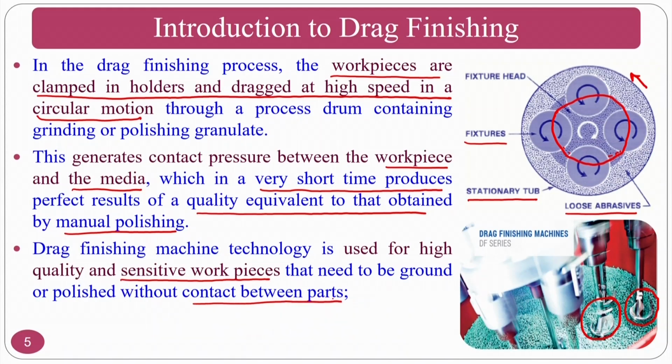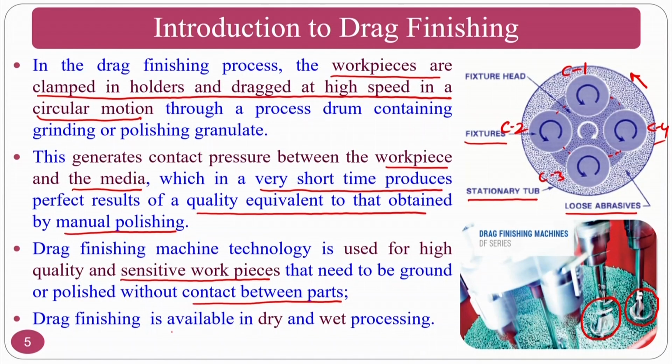The advantage here is that your parts are fixed. If you see here, component 1, component 2, component 3, component 4, these are all fixed. So, there will not be any contact between the components, any hitting or damaging. In the tumbling process, all are placed together, so there is a heavy chance that the components will collide with each other. This is one of the drawbacks of the tumbling process that you can overcome in the drag finishing process.